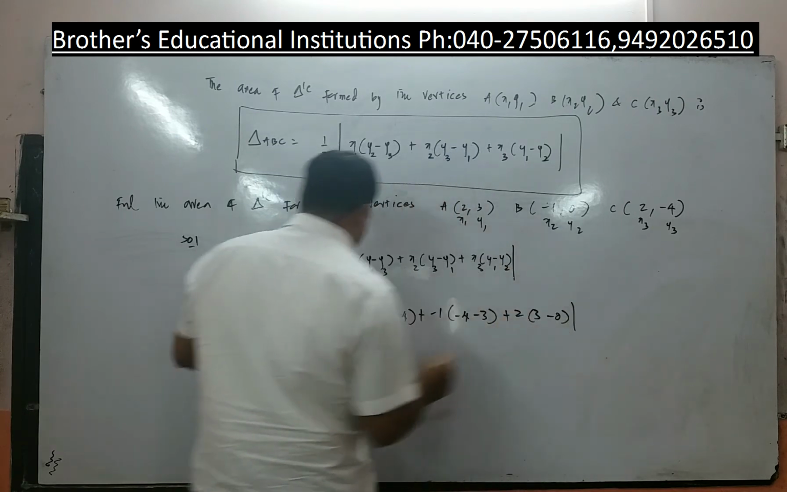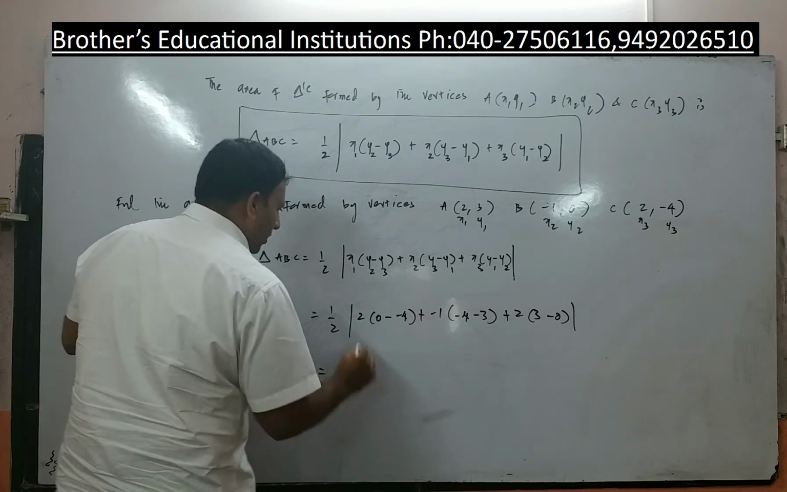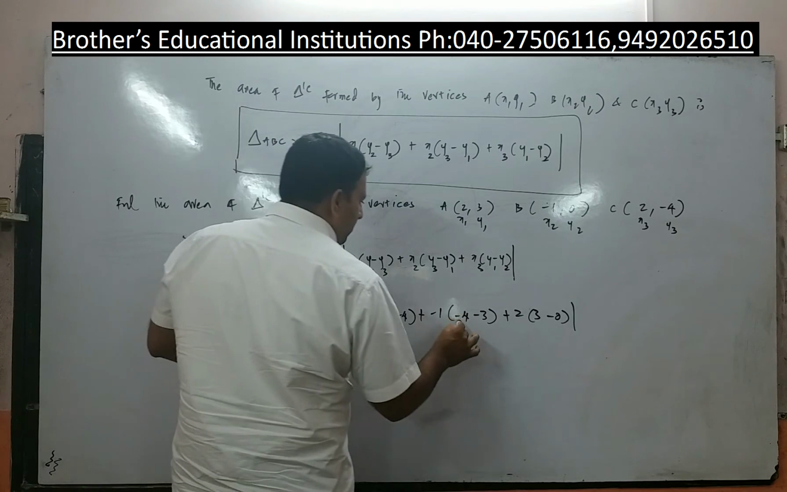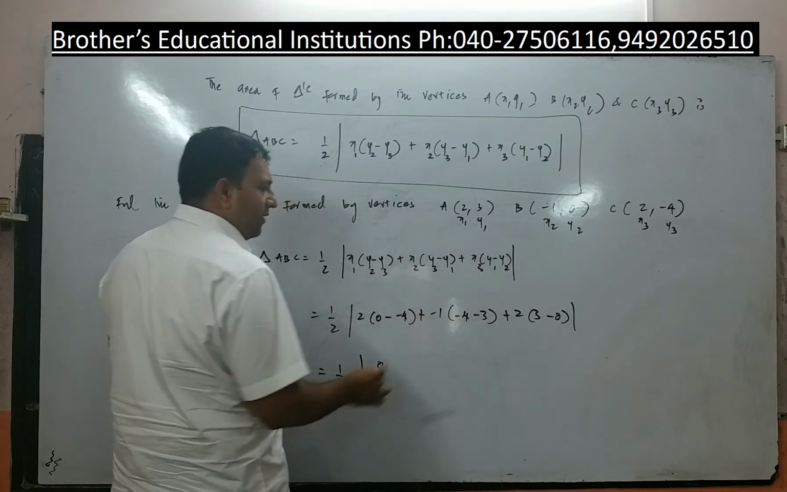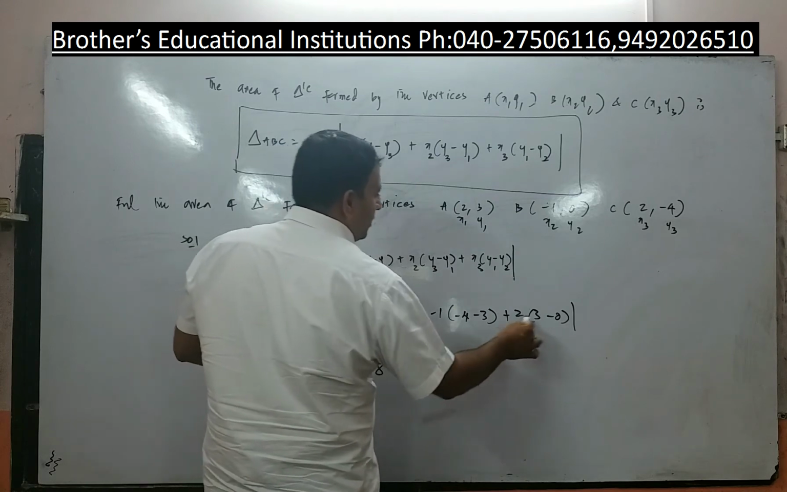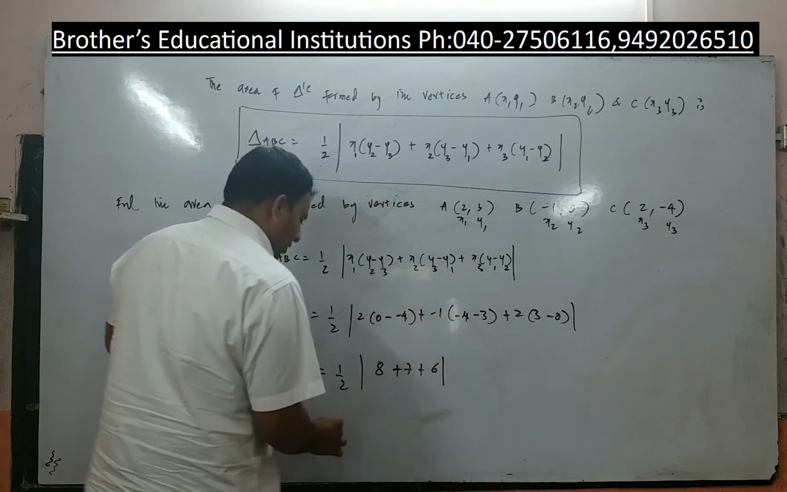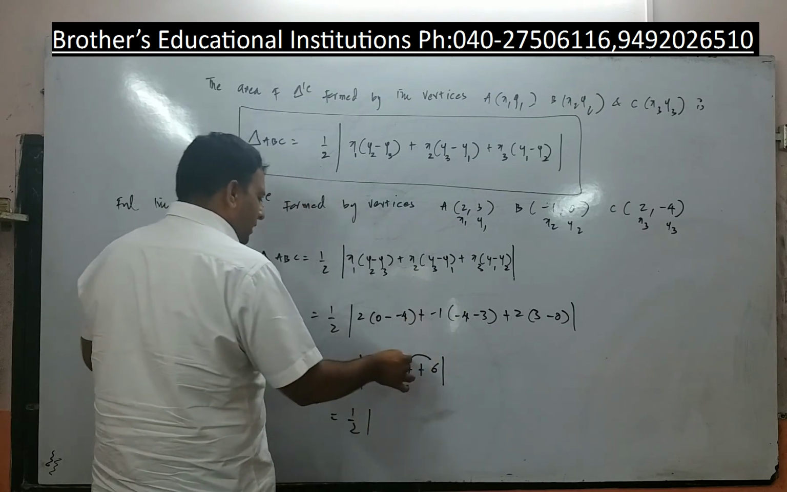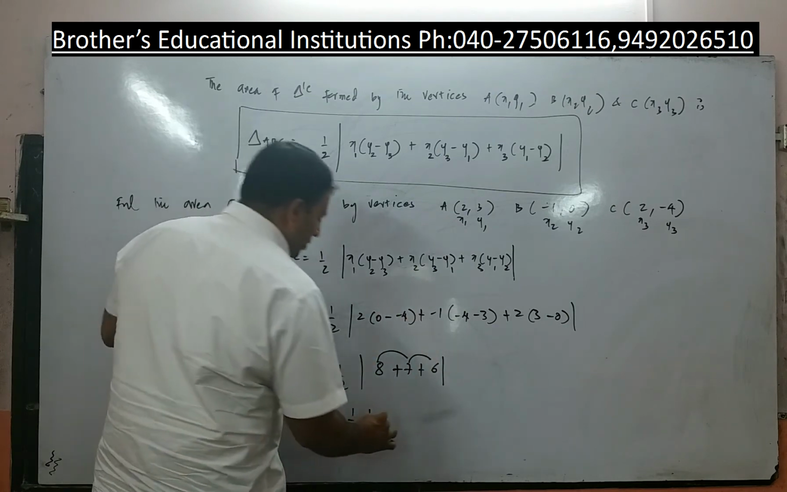0 under modulus. So it is 1 by 2 into modulus of minus minus plus, 2 4s are 8. Minus 4 minus 3 is minus 7. Minus 7 into minus 1 is plus 7. Plus 2 3s are 6 under modulus. So it is 1 by 2 into, what is 6 plus 7? 13. 13 plus 8 is 21.